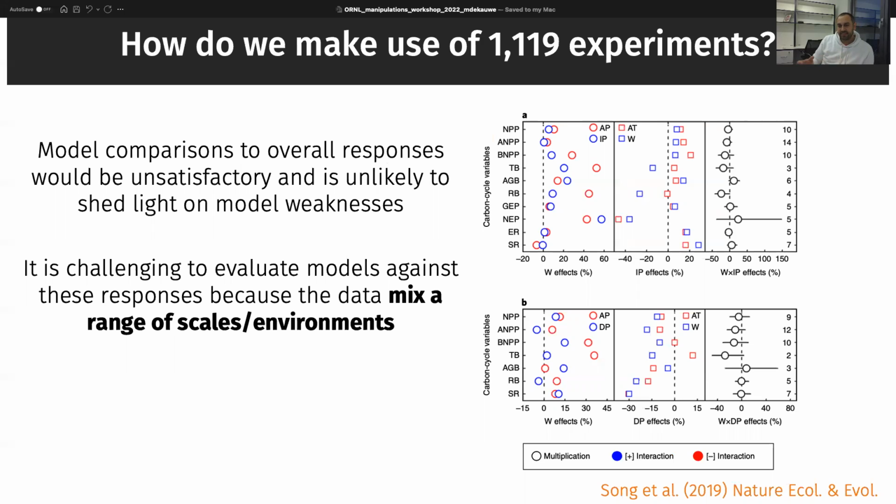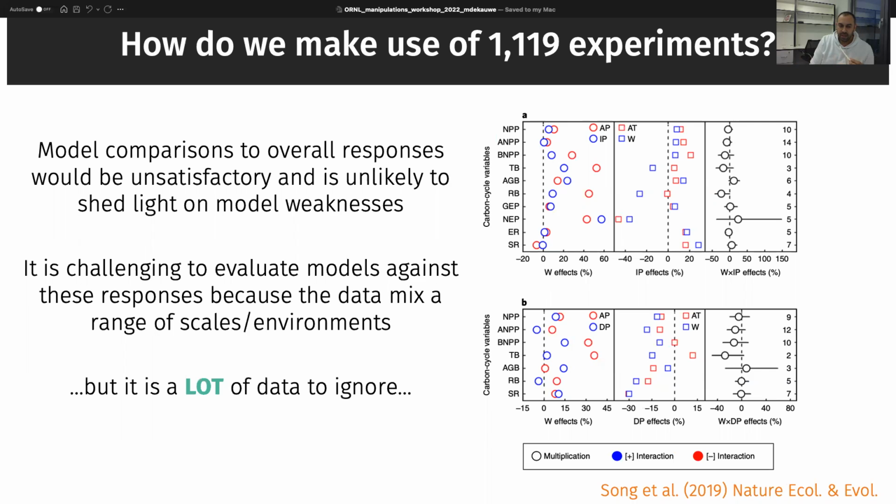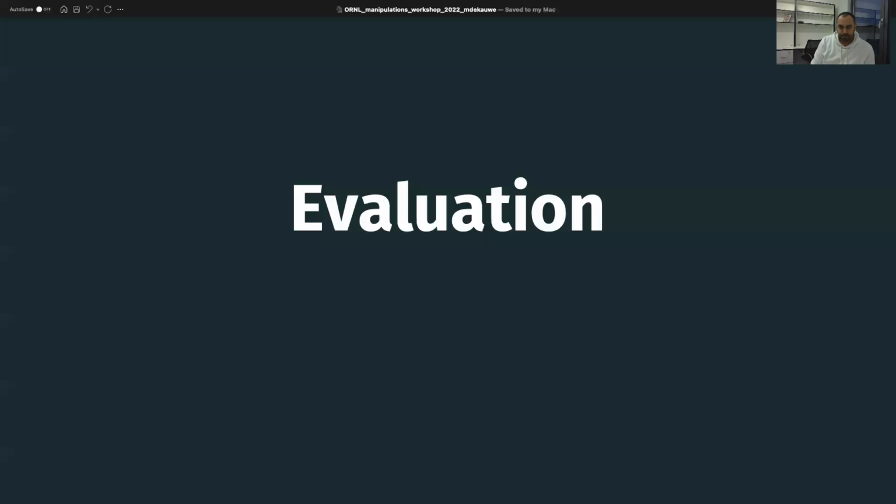This is decades' worth of investment, over 1,000 experiments, and it's not really clear to me certainly, and I've been in a group discussion about this before, how do we make use of this data? Because we can't just ignore them, and certainly we've evaluated against some of these data, but it feels a real waste not to be using this data in a more systematic fashion.